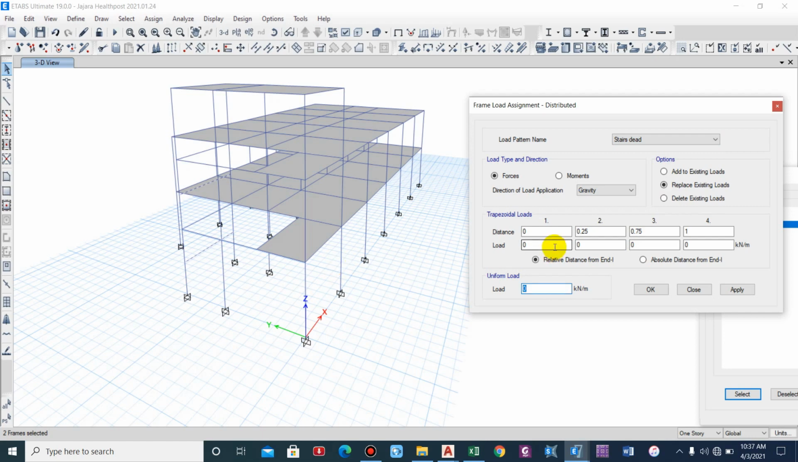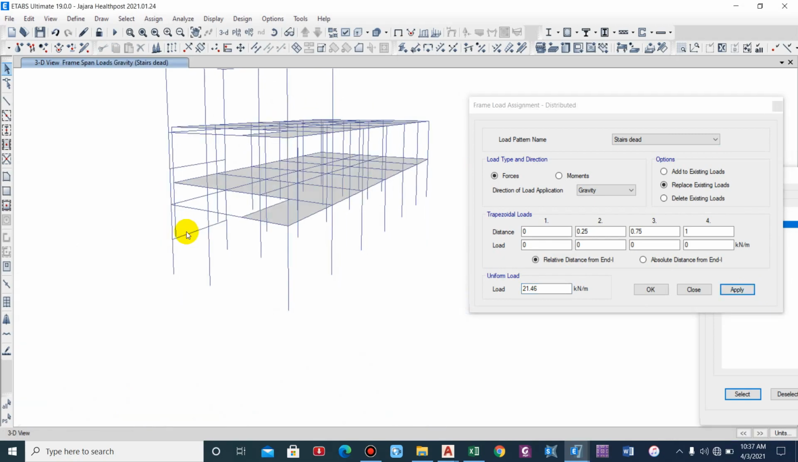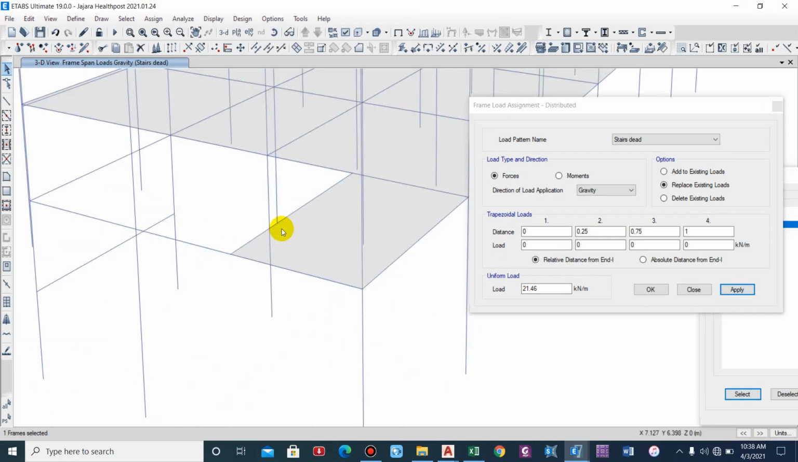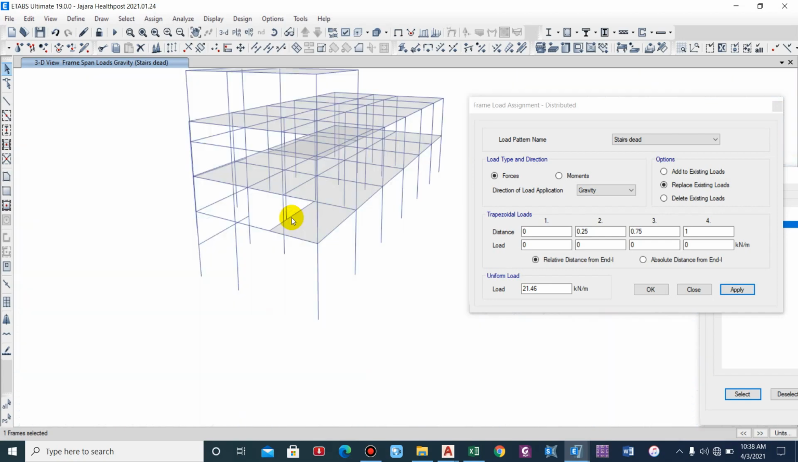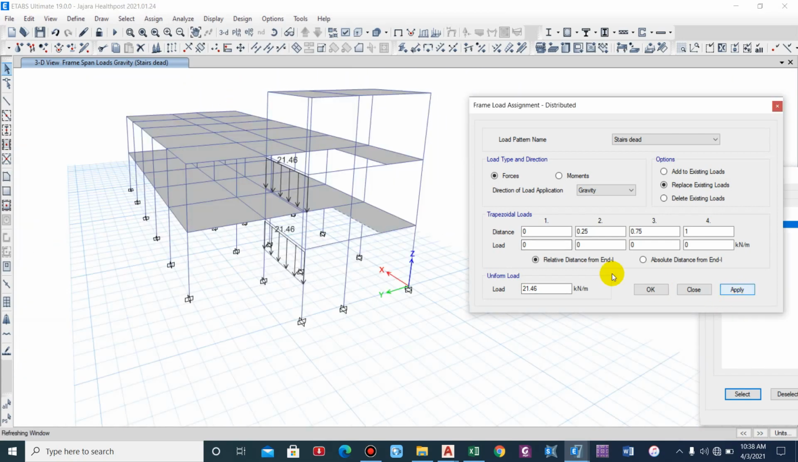But in general practice you can assign stairs dead load and stairs live load separately. So 21.46 kilonewton per meter. Apply. So this is how the staircase load is applied on the mid landing beam. Similarly in this case, two number of flights will be resting, so 21.46 here.